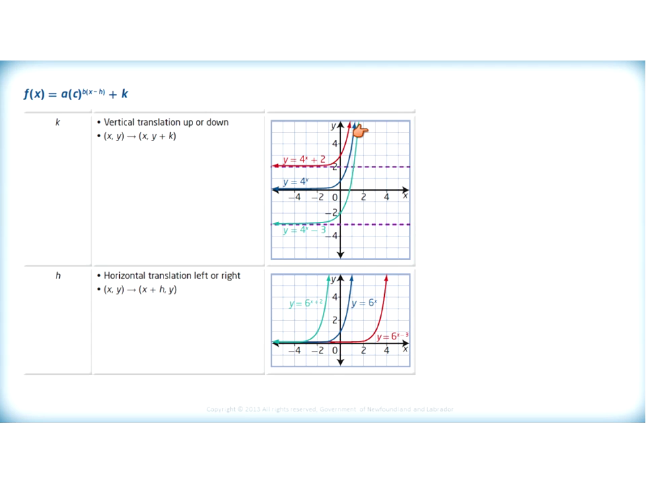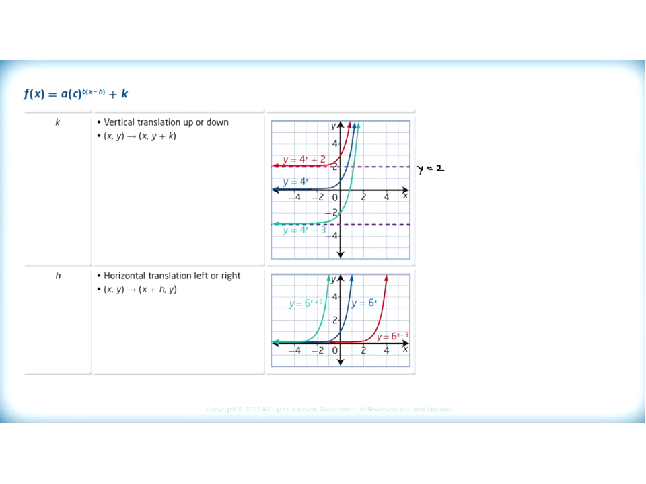Vertical translation is indicated by the value of k. Let's again look at an example. Y equals 4 to the power of x. There's my base function. If I do y equals 4 to the power of x plus 2, it takes the graph and moves it vertically 2 units up. Notice that the horizontal asymptote of y equals 0 now becomes the horizontal asymptote of y equals 2.